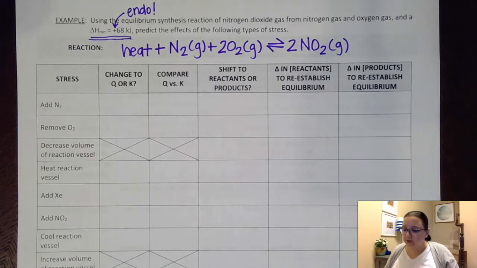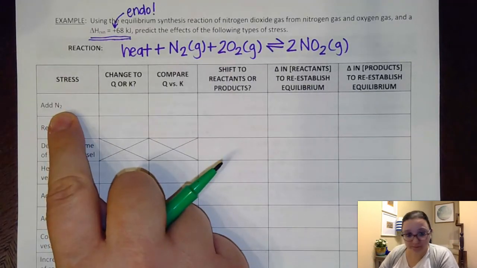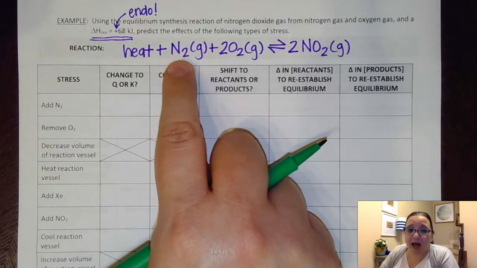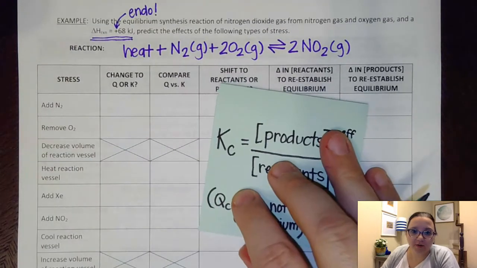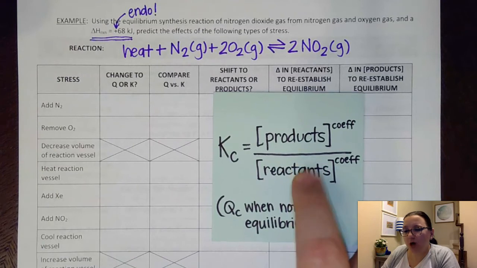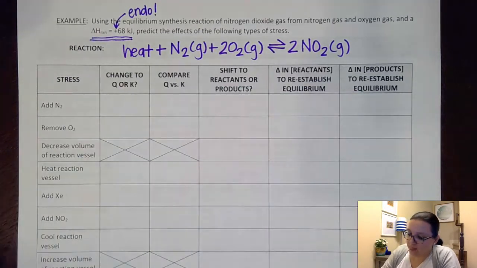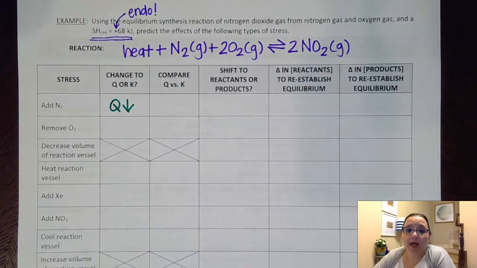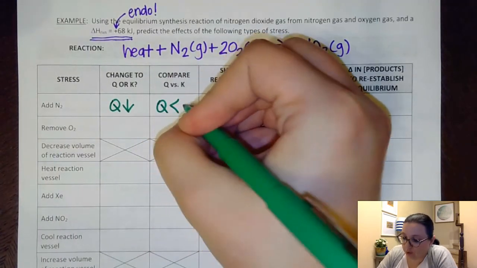So let's look at this first one here. This first one says, hey, we're going to add N2. If I add N2, then what that means is I am adding a reactant in here. And to go back to our lovely equation here, if I'm adding in a reactant, that means this denominator is going to get too big. And if that gets too big, then my Q is going to decrease. And so right now Q ends up smaller than K.